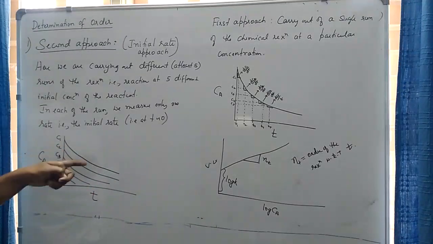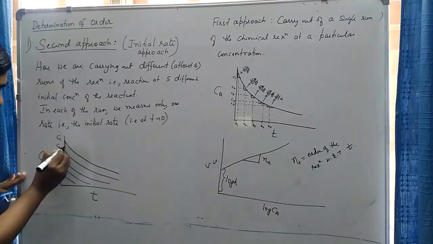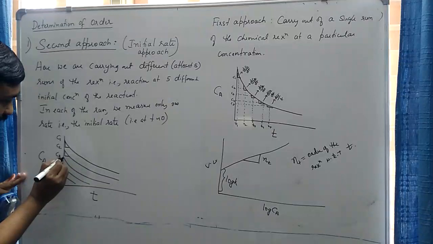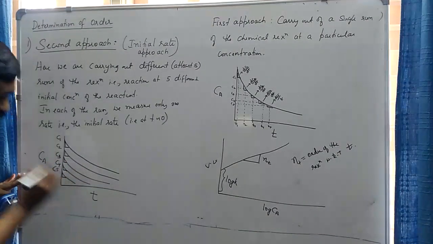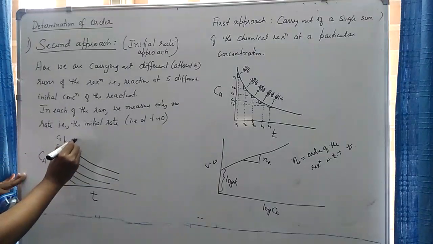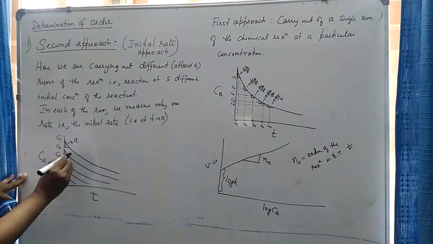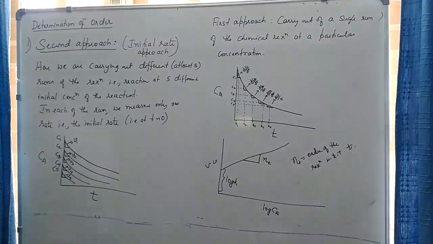But from each graph we are measuring only one rate of the reaction, that is we are measuring the rate at the very beginning. We are calculating the slope of the graph at time t almost equal to 0. So this is nothing but the velocity v1 for the first run. Similarly, this is v2, this is v3, this is v4, and this is v5. These are nothing but the initial rates of the reaction.